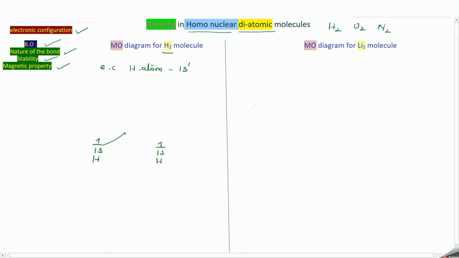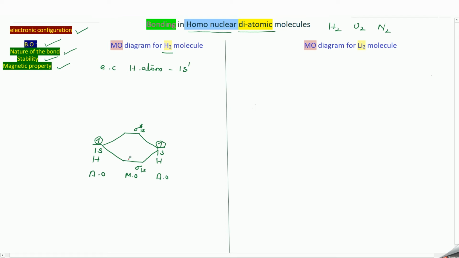So these two 1s orbitals will mix to form two molecular orbitals. Here what you have is atomic orbitals, and in the middle what you have is molecular orbitals. Now you have two molecular orbitals. The orbital with lower energy is called sigma 1s, and the other one with higher energy is called sigma star 1s. Now here we have totally two electrons, one here and one here, and these two electrons should be filled in the molecular orbitals using Aufbau principle and Hund's rule.